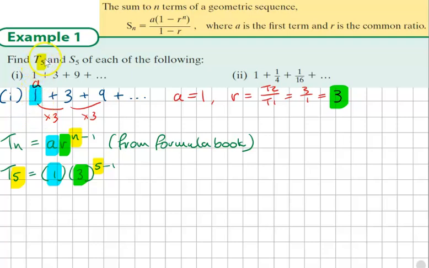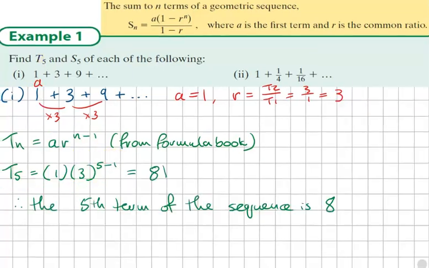So the question asks for T5. So T5, we replace the n with 5. We replace the a with 1, because that's our first term, with brackets. We replace the r with 3, because that's our common ratio, with brackets. And n minus 1 becomes 5 minus 1 for the power. And into the calculator, you end up getting 81. So the fifth term of the sequence is 81. So if you kept multiplying by 3 each time, you'd eventually get to 81 for the fifth term.